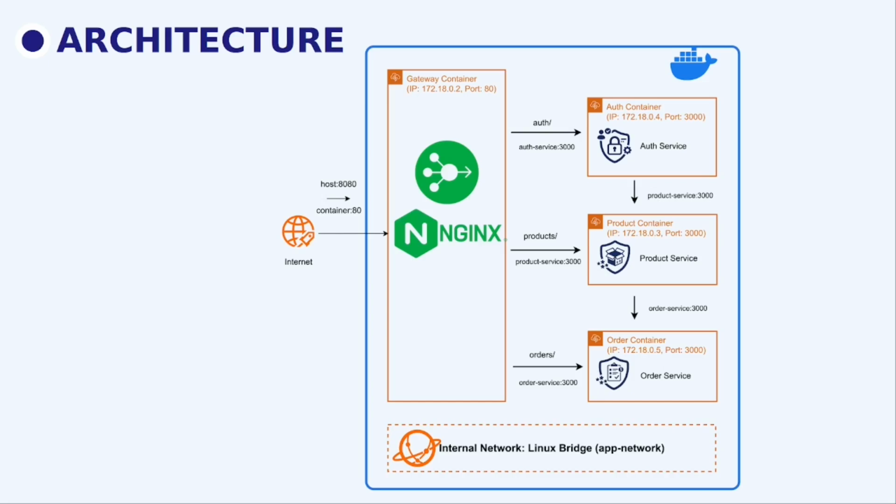The key idea here is simple. Only the gateway is public. All services communicate using the service name via Docker DNS. This creates a clean and secure system design.